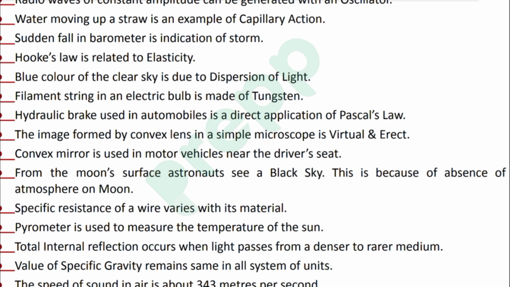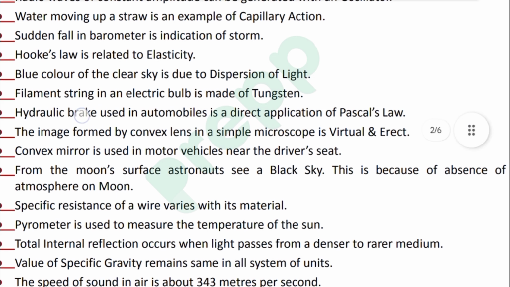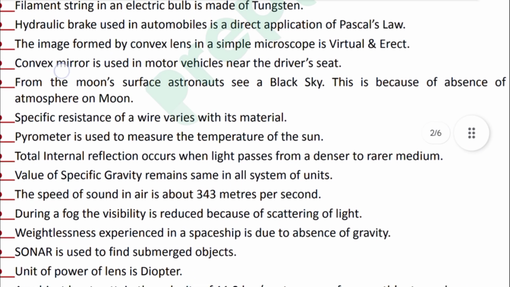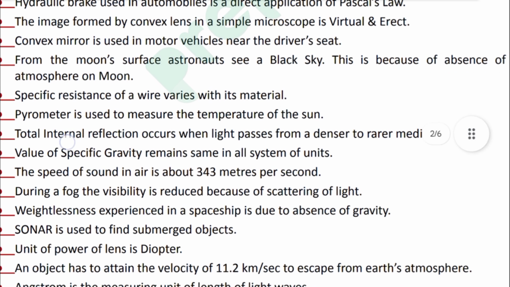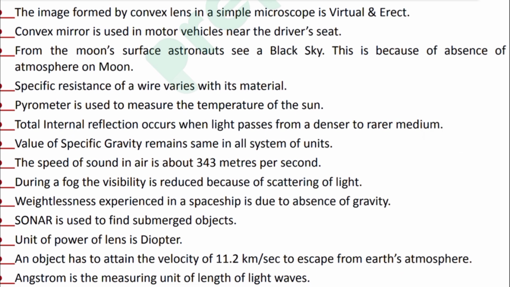Next, from the moon surface, astronauts see a black sky. This is because of absence of atmosphere on moon. Specific resistance of wire varies with its material. Next, pyrometer is used to measure the temperature of sun. Total internal reflection occurs when light passes from denser to rarer medium. Value of specific gravity remains same in all systems of units.